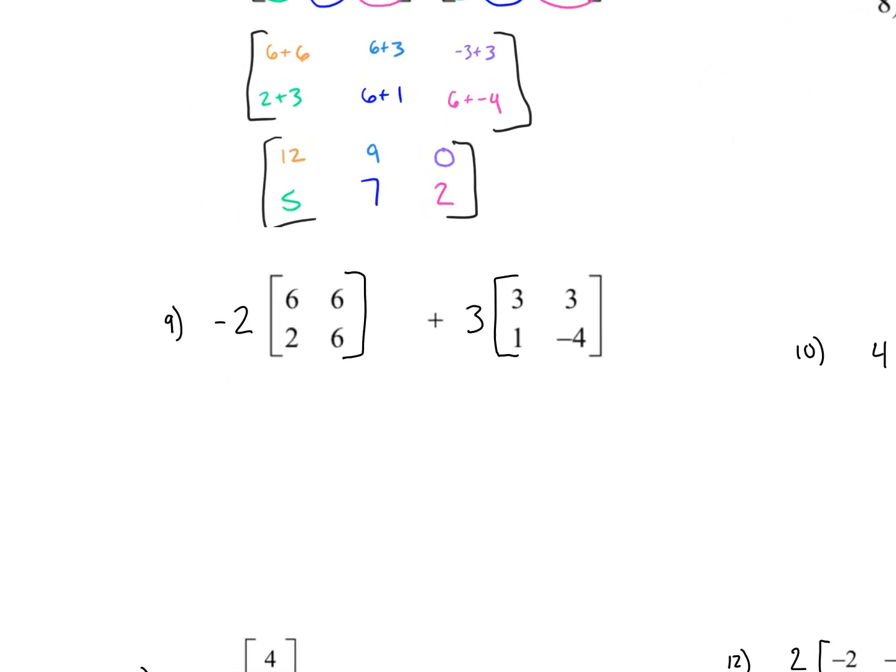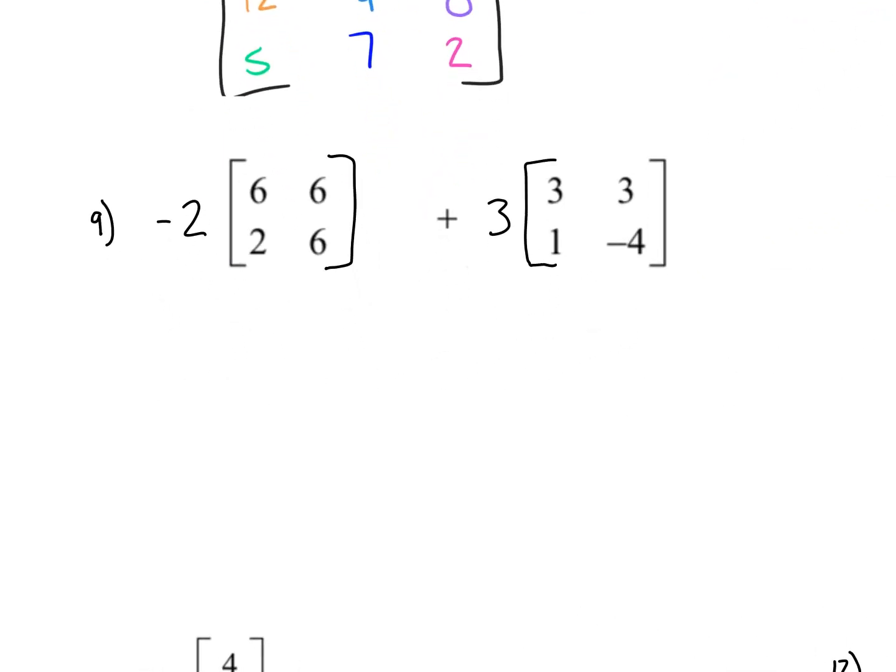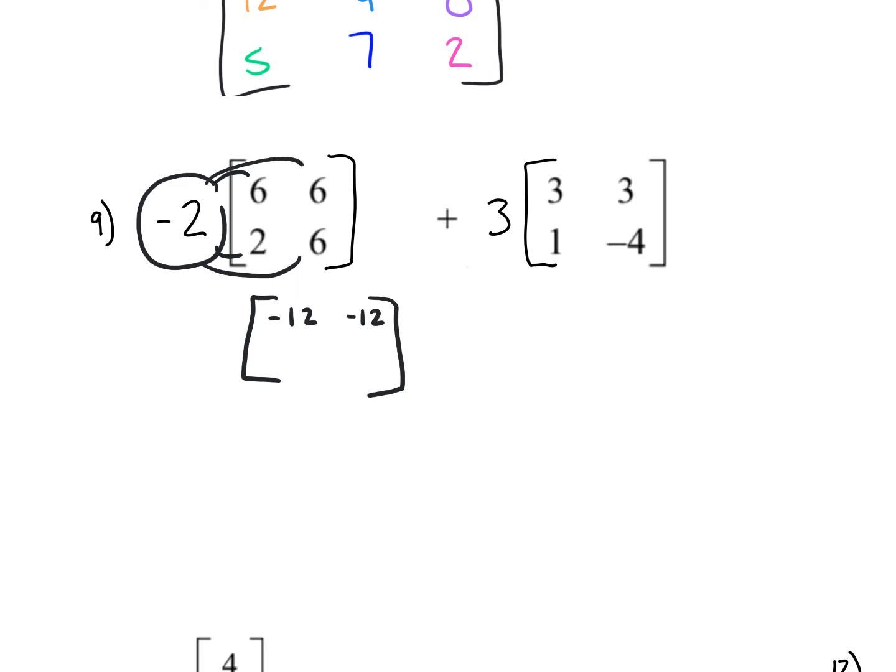All right, number 9. So here we have to multiply first, and then we add them together. So just like PEMDAS, we have to follow our order of operations. We have to distribute this 2 to everything in here. So it's -2 times 6, -12, and -2 times 6, -12, and -2 times 2, -4, and -2 times 6.